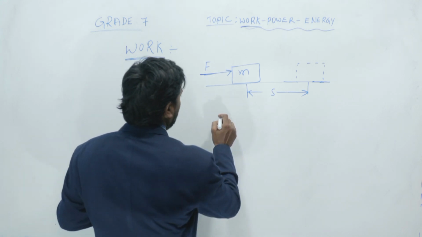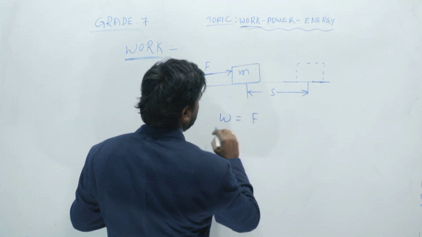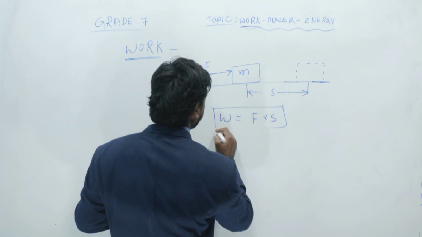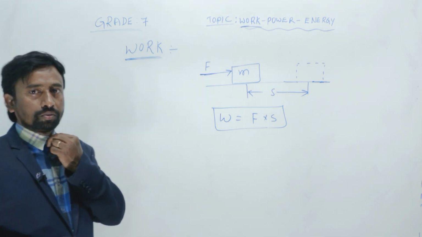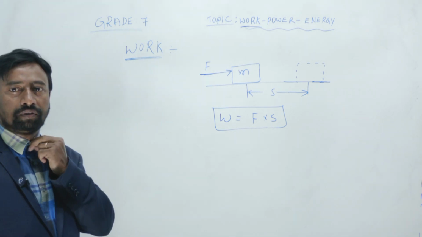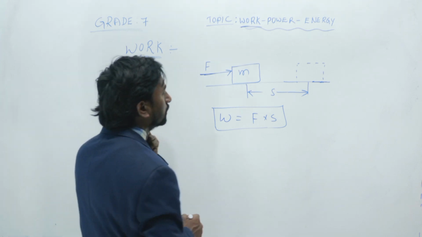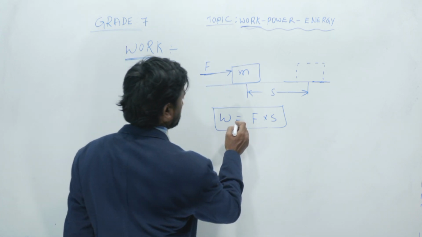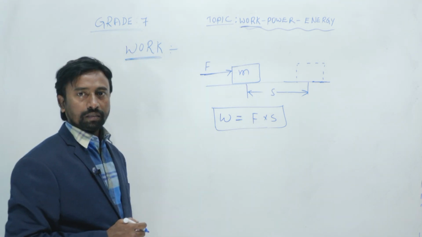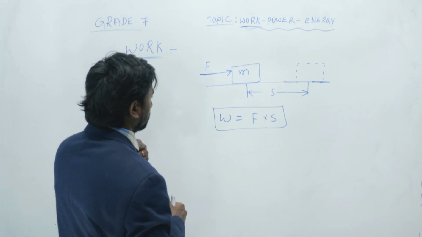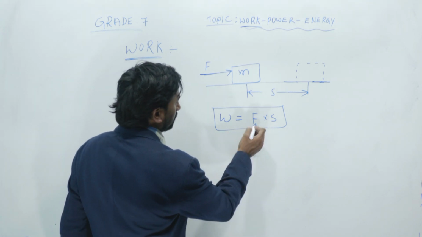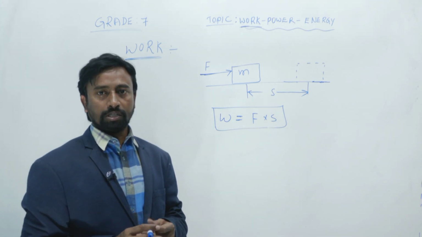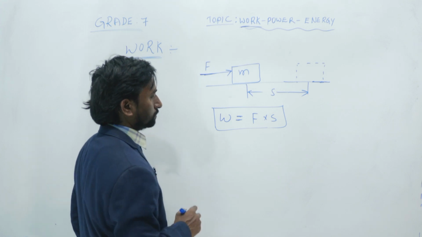So W is equal to force into displacement. Another definition of work is W equals F into S. If W is equal to F into S, the product of force and displacement, then we can say it is work done.